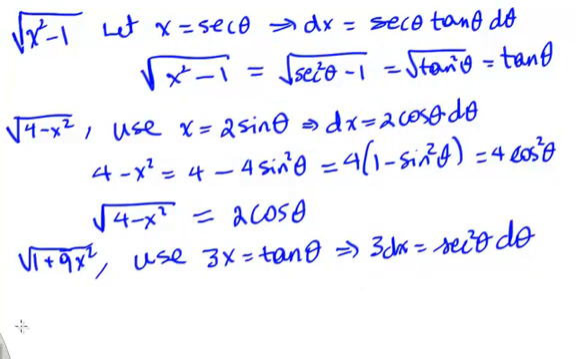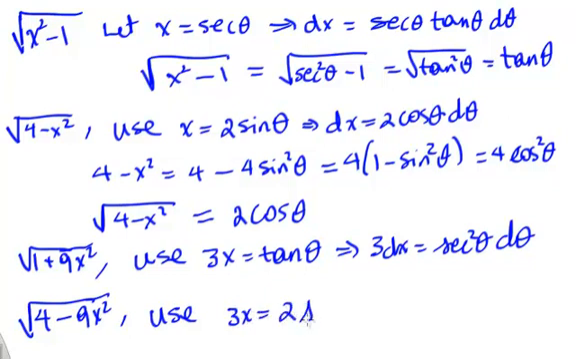Let me add one more example. Let's say I have 4 minus 9x squared. In this case, the function that I'll be using will be either sine or cosine, and I have this 9x squared and this is 4. Well, in this case I would be using 3x equals 2 sine theta, or 2 cosine theta. And if you work this out, it works out perfectly well. 3dx becomes 2 cosine theta d theta. So you solve for dx, and in this case you would get dx equals 2/3 of cosine theta d theta.